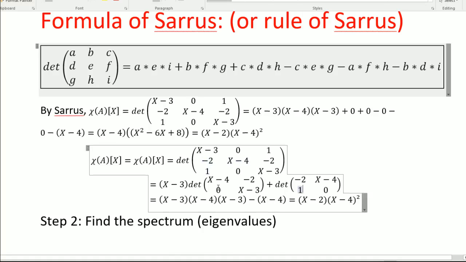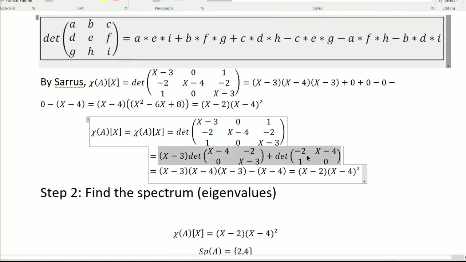So we are on that step. We have x minus 3 that is actually equal to the determinant of this. To determine the determinant of a 2 by 2 matrix, you do this times this minus this times this. So we get x minus 4 times x minus 3 minus 0 times minus 2, but 0 minus 2 doesn't matter. And that's it. So we get this part here.